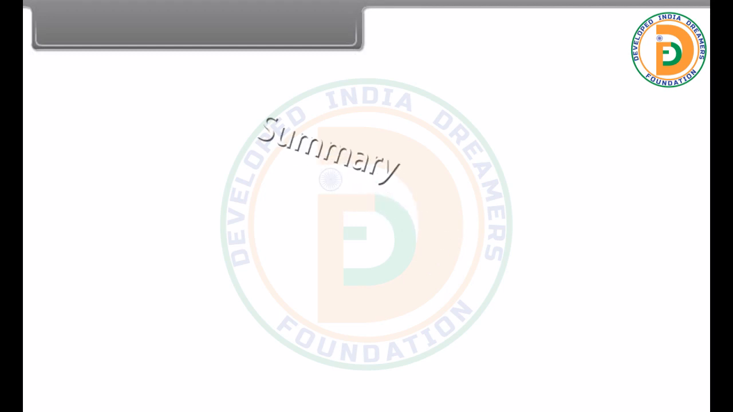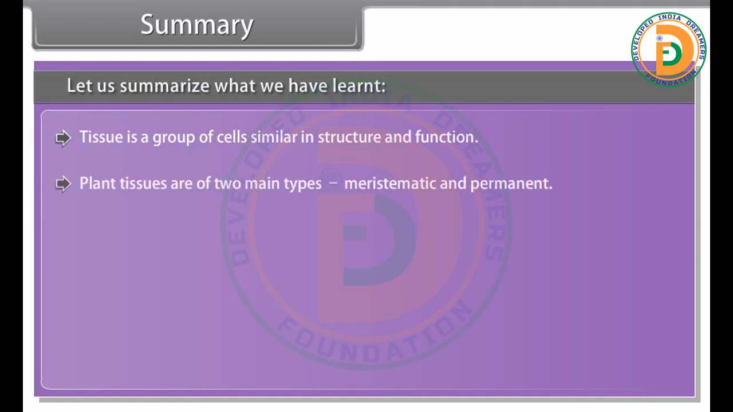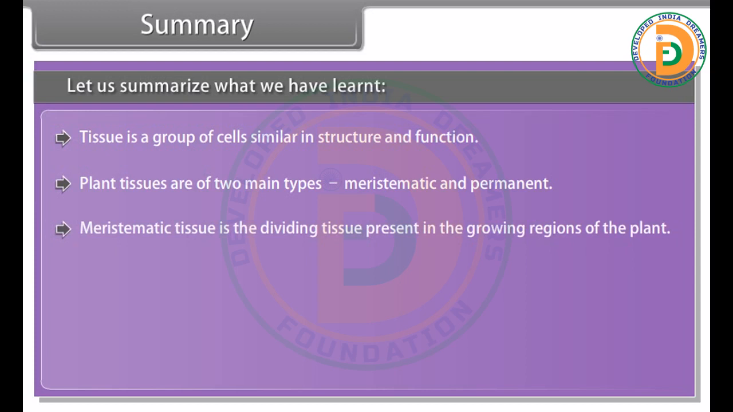Summary. Let us summarize what we have learned. Tissue is a group of cells similar in structure and function. Plant tissues are of two main types, meristematic and permanent. Meristematic tissue is the dividing tissue present in the growing regions of the plant.